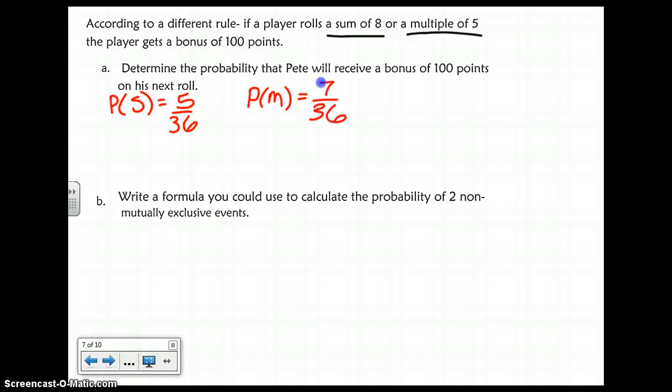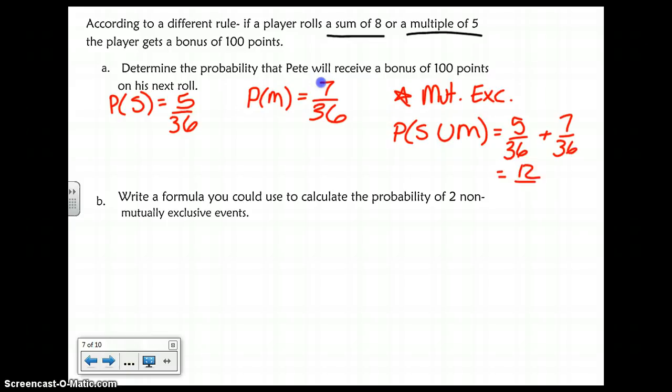So 7 out of 36. Are these mutually exclusive? Can you have a multiple of 5 that is a sum of 8? No, because anything that equals 8 is not a multiple of 5. So therefore they are mutually exclusive. And how do I figure out mutually exclusives? Just add them up, right? So we get probability of having a sum or a multiple is 5 over 36 plus 7 over 36, 12 over 36, 1 over 3.